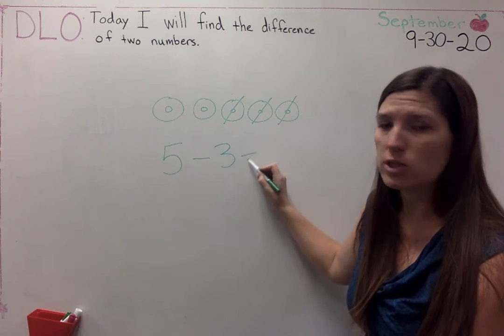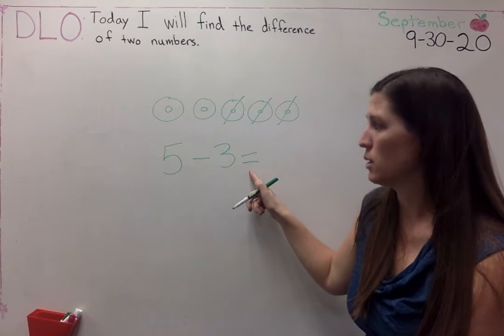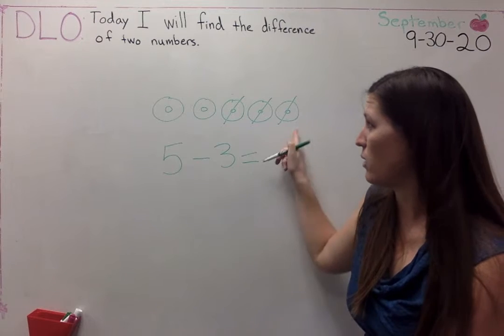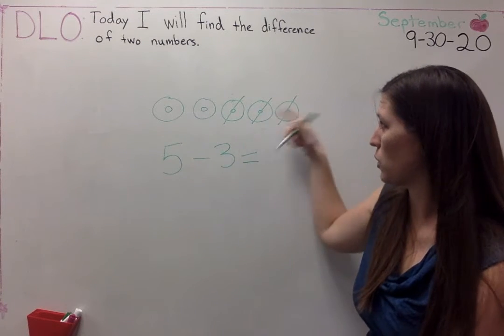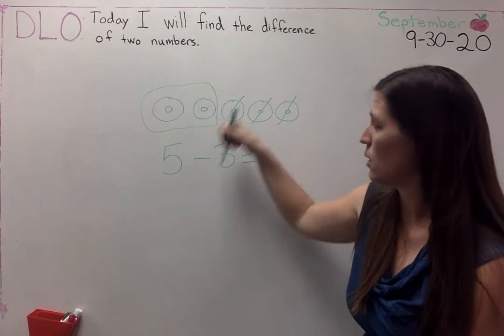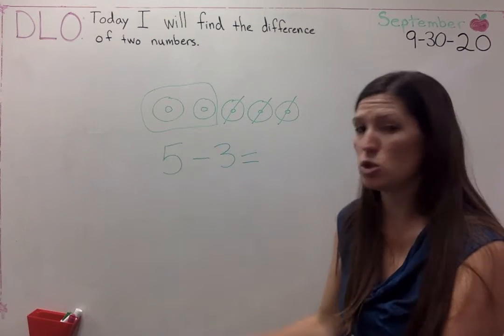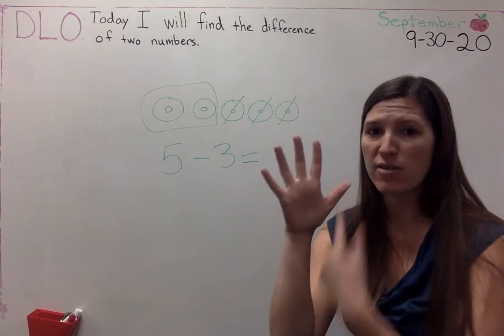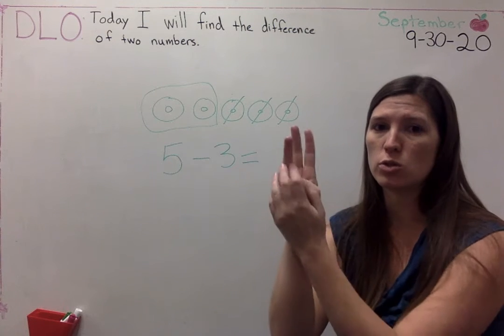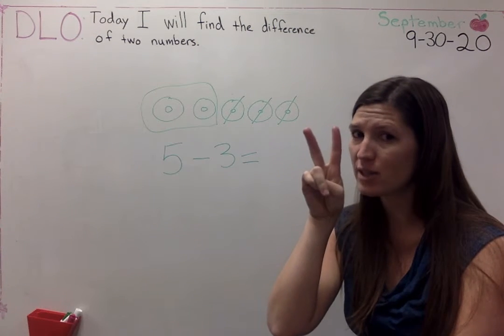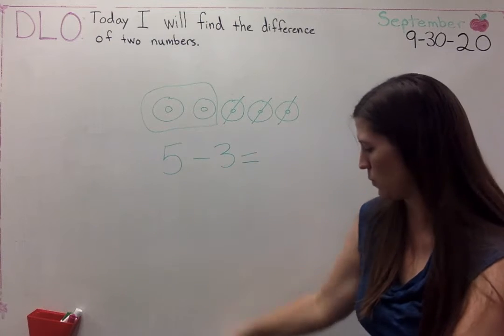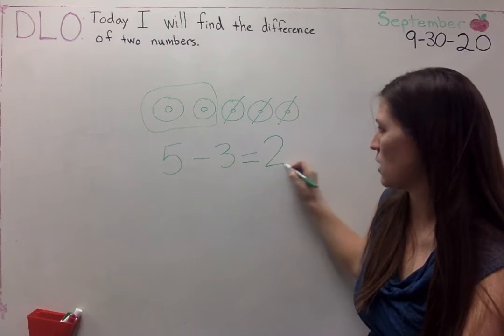How many donuts are left? Let's solve it. I had 5. I took 3 away. How many are left? Let's use our fingers. I had 5. Take 3 away. 1, 2, 3. How many are left? 2. 1, 2. Candy cane foot.